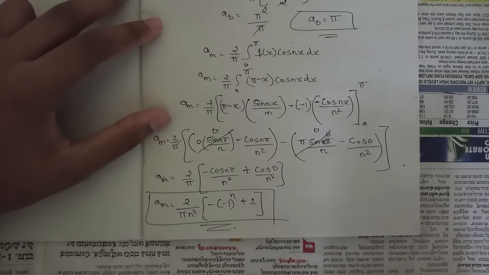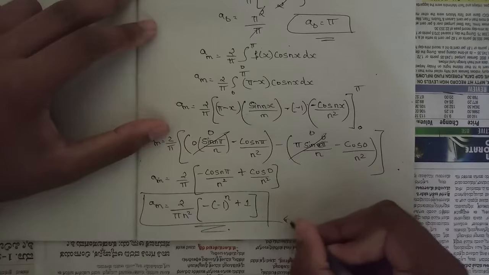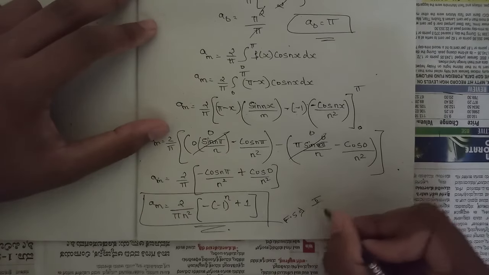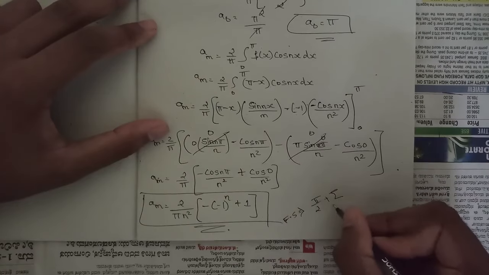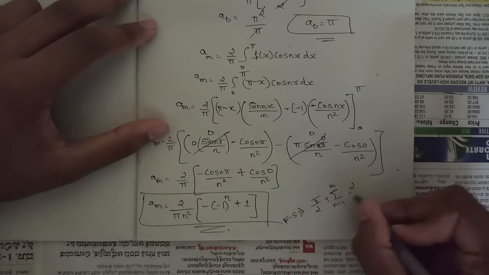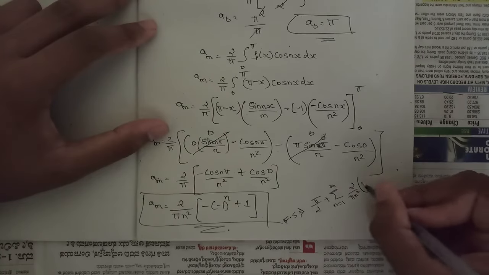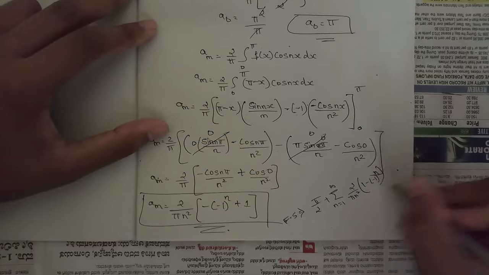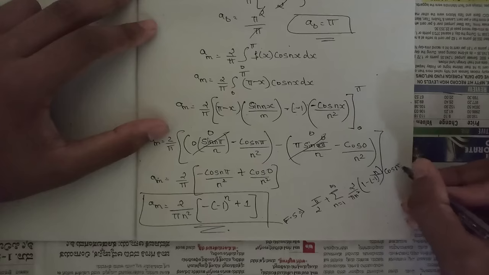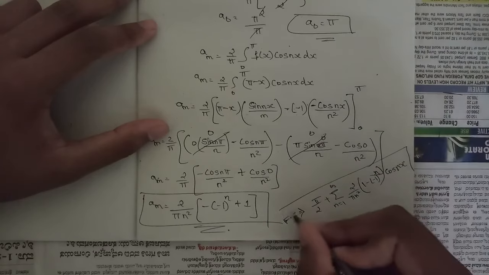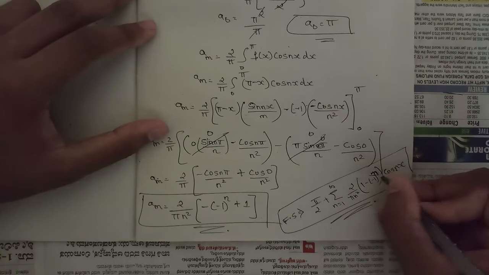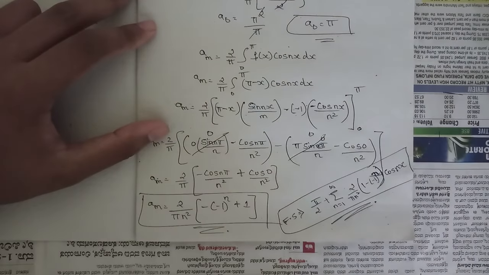Okay, so now let's write the Fourier series here itself, that is a0 by 2, so pi by 2 plus summation n tends to 1 to infinity 2 by pi n square, 1 minus of minus 1 to the power n, cos nx. So this is your required Fourier series. This is n, okay?